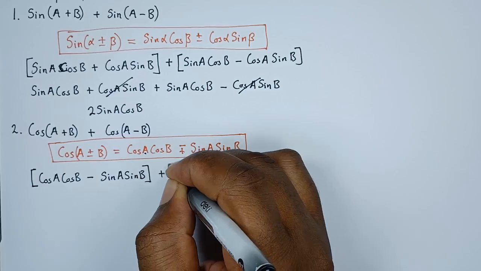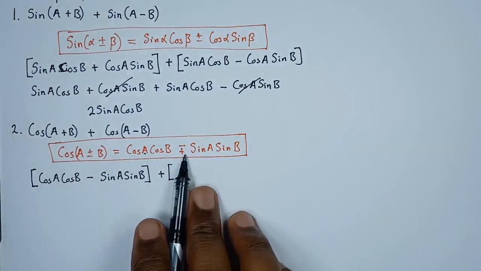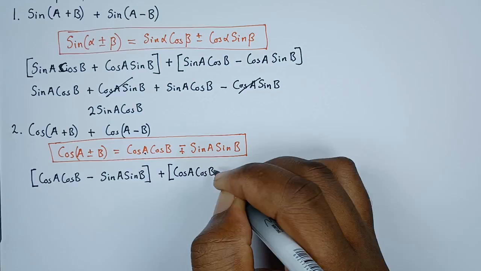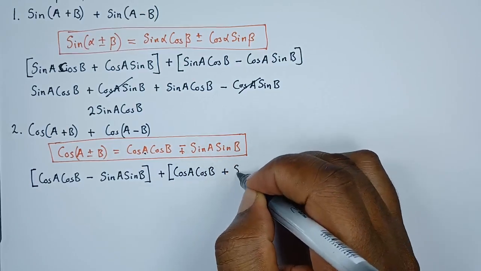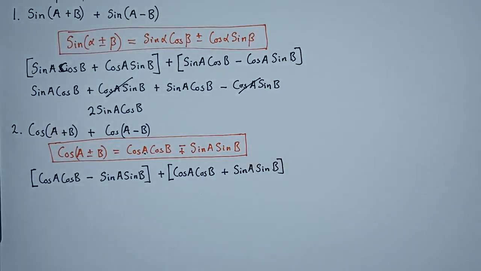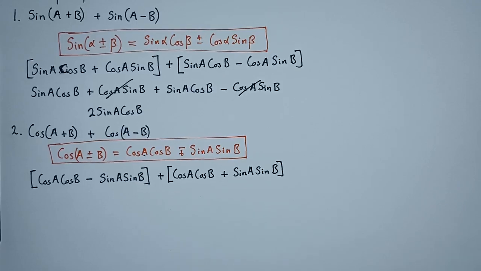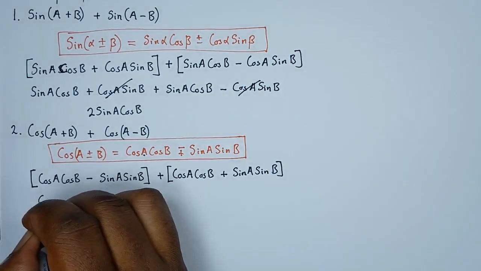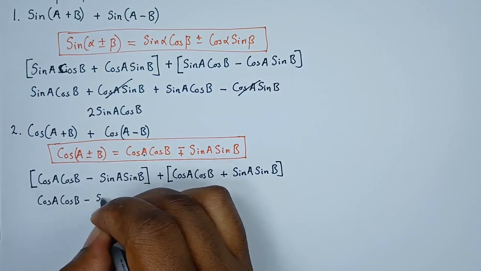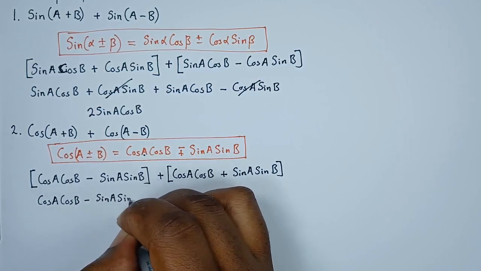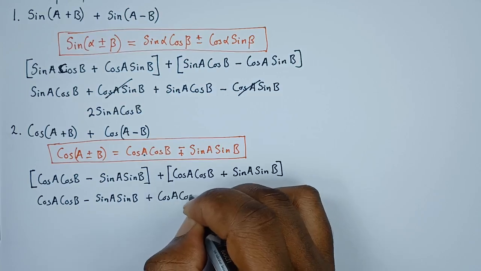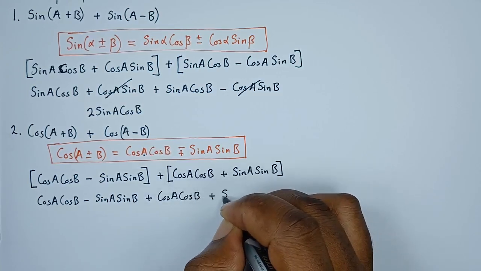Now let's use this one for minus. So we're saying plus. The one for minus, here we shall use a plus. So cos A cos B. We're using a plus. Sine A sine B. Like that. Now at this stage, let's remove the brackets. So we'll have cos A cos B minus sine A sine B plus cos A cos B plus sine A sine B.